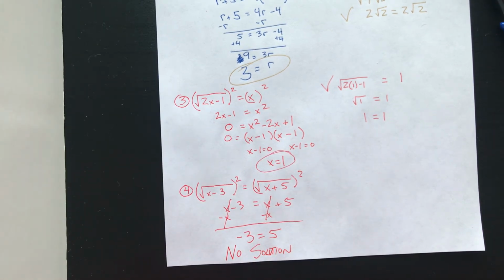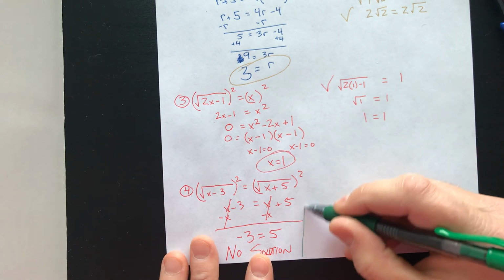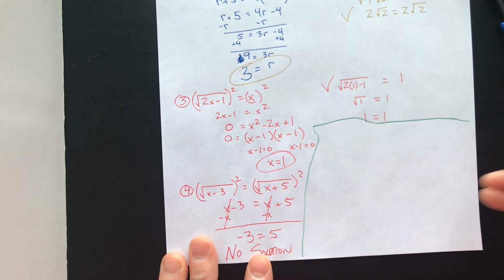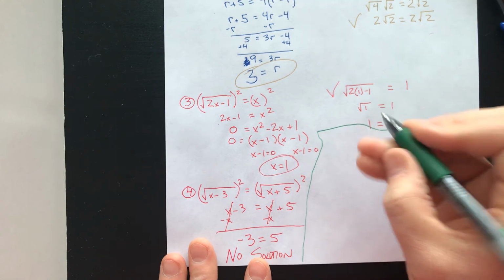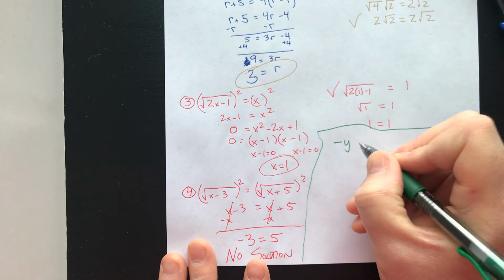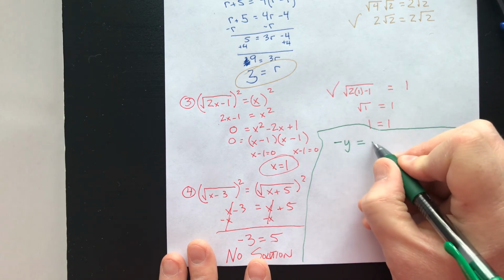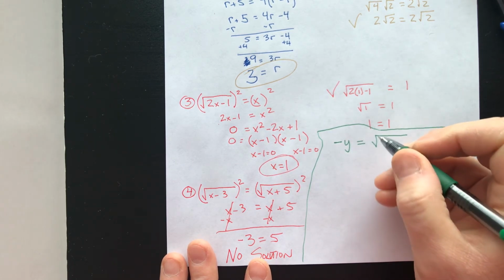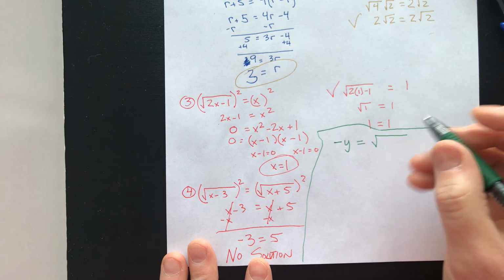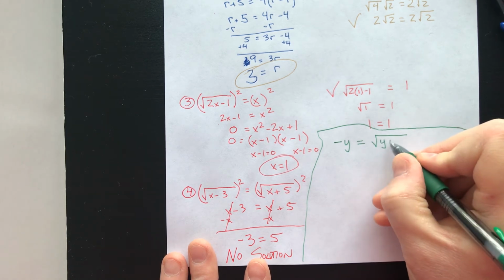All right? And then I have one more problem that I want to do, just so that you know what an extraneous solution is going to look like. I'm going to do it in this box here. This problem is negative y equals the square root of y plus 6.